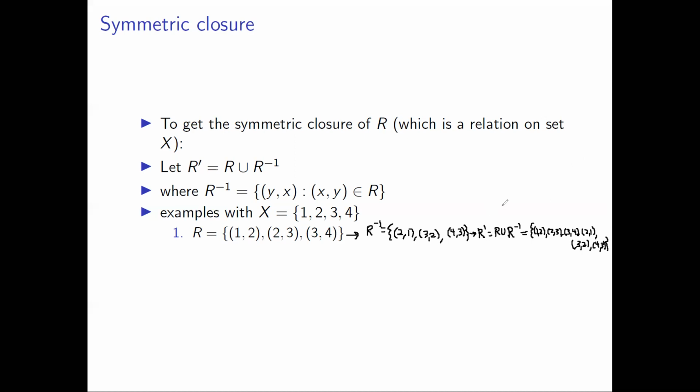And that is the symmetric closure of the relation R. Let's look at another example. So if this is our relation R, then R inverse, we can find that just by swapping the order of each ordered pair. Swapping 1, 1 gives us the same ordered pair, 1, 1. Swapping 1, 2 gives us 2, 1. And swapping 3, 4 gives us 4, 3.